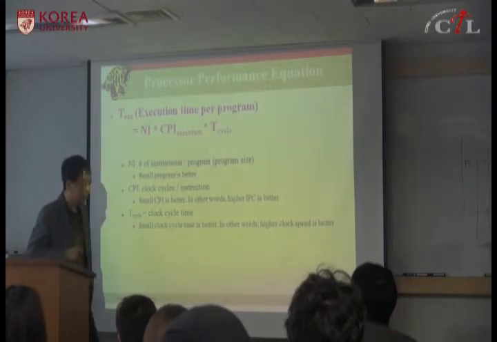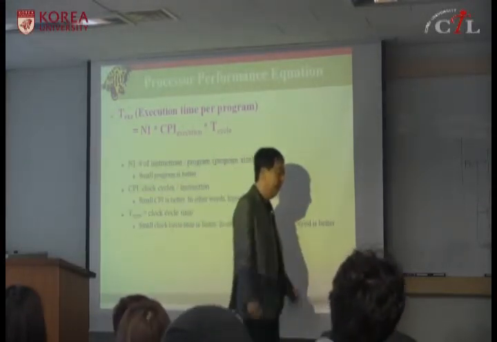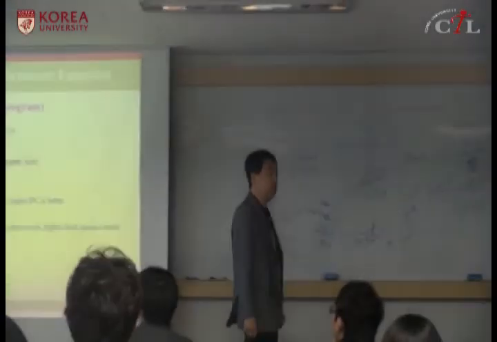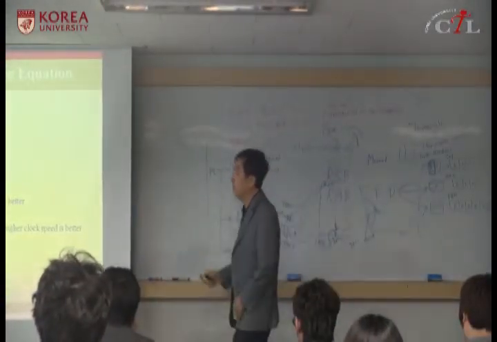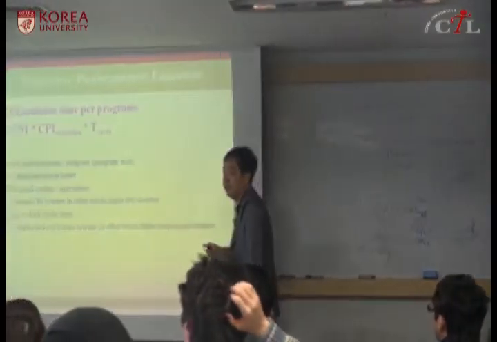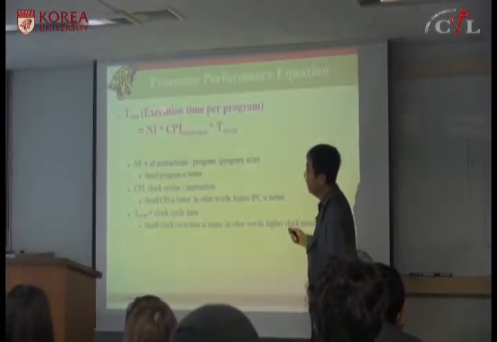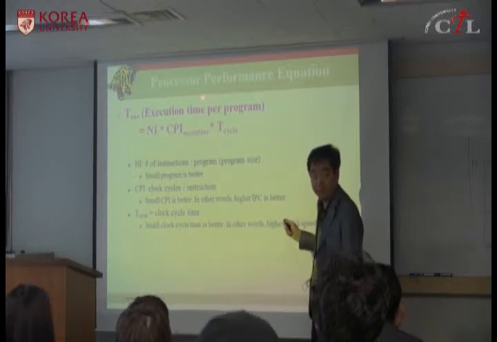Okay, so this equation is quite important. You have to look at 3 components to determine the performance. The first factor is program size. The second factor is CPI or IPC. The third factor is clock cycle time or clock speed.